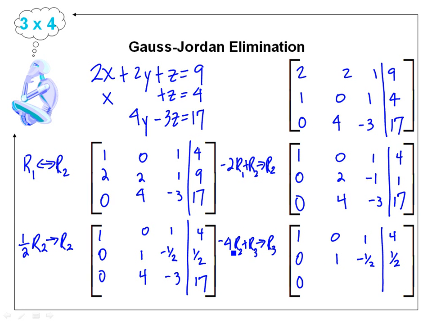Alright, so -4 times -1/2. You do this, 2 goes into 4 2 times, so it's +2. And then you're supposed to add that to row 3. So 2 plus -3 is -1. Now let's multiply -4 times 1/2. So that's going to give us a -2 plus 17, which is 15.